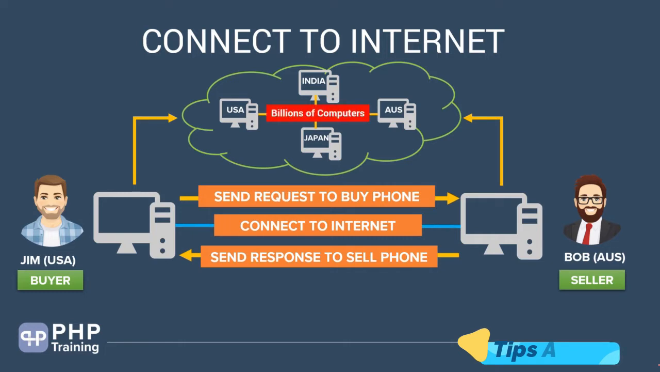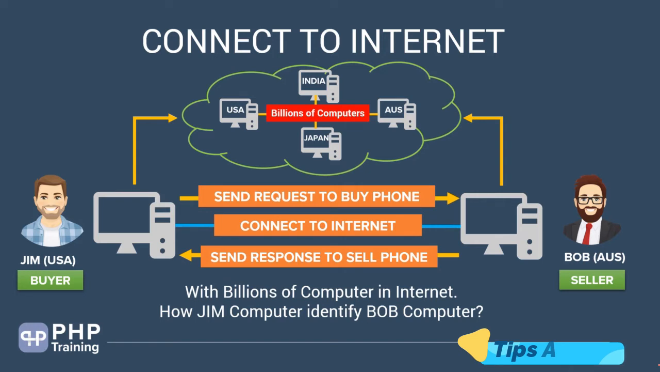But there's one problem. There are billions of computers in the internet. With billions of computers in the internet, how can Jim's computer uniquely identify and say, oh, this is Bob's computer, let me send a request to buy the phone? Okay, the internet is a place where you can connect to all the computers, but how do you identify them? How do you identify a specific computer in the internet? That's the challenge, right? How can Jim's computer identify Bob's computer? Let's understand how this problem can be solved. Okay, and this problem of identifying computers can be solved via the protocol called the TCP/IP protocol.